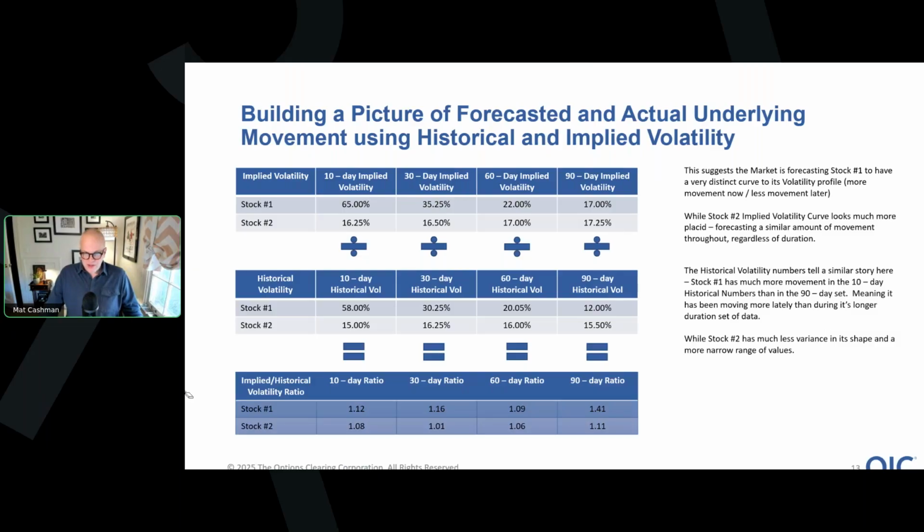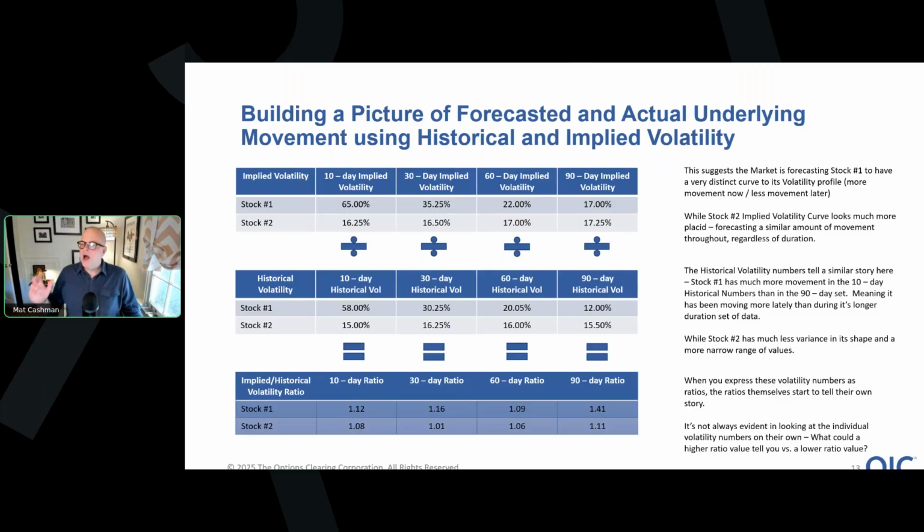And what we end up with here is implied historical vol ratios for each one of these stocks, stock 1 and stock 2. The 10-day ratio for stock 1 is a 112, and the 10-day ratio for stock 2 is a 108. And then you can see this going backwards over time. What this gives you is an idea of how much the vol is pricing in and how much that same number of days previously has actually delivered.